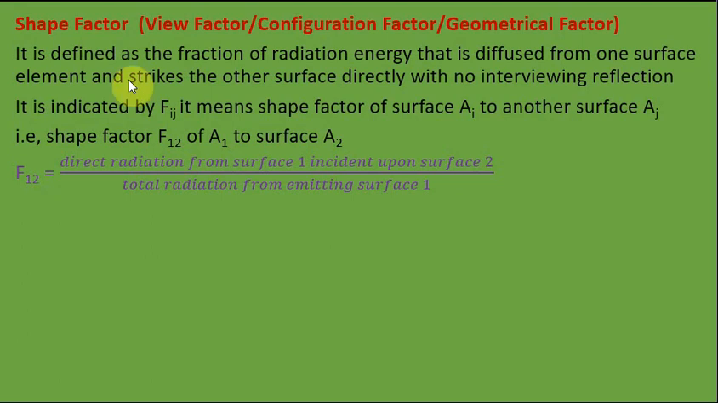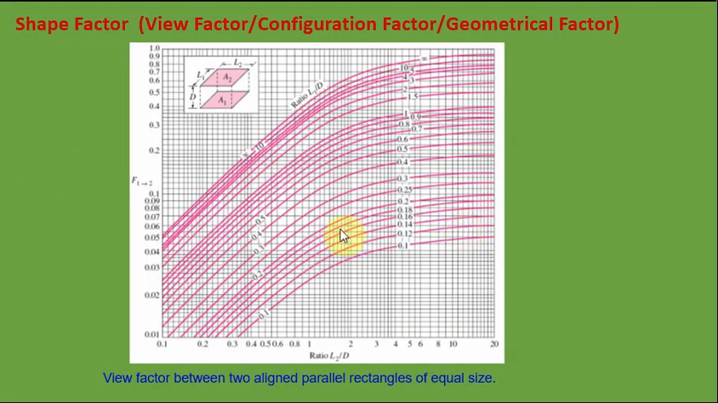It is written as Fij. It means the shape factor of the surface Ai with respect to the surface Aj. That means if it is F12, then it is the shape factor of A1 to the surface A2. In order to solve problems related to shape factor, we can use the charts given in the data book. Actually, there are very lengthy integral equations, and those equations are very difficult to solve directly. That's why we use the charts to find the shape factor.